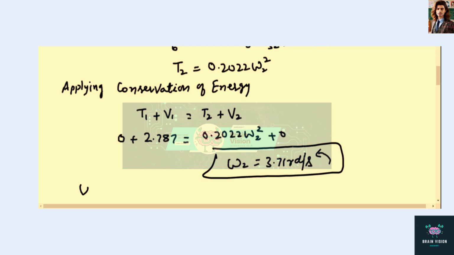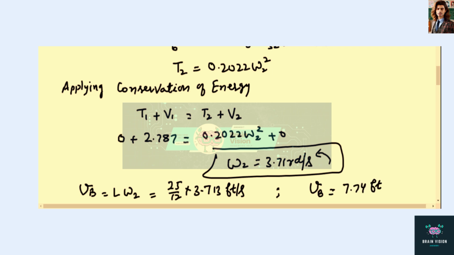Now velocity of point B is L into omega 2. L is given 25 inch, so 25 by 12 feet into 3.713 feet per second. So final answer for velocity of B point of the rod is 7.74 feet per second in upward direction. That's all for it. Thanks for watching it.